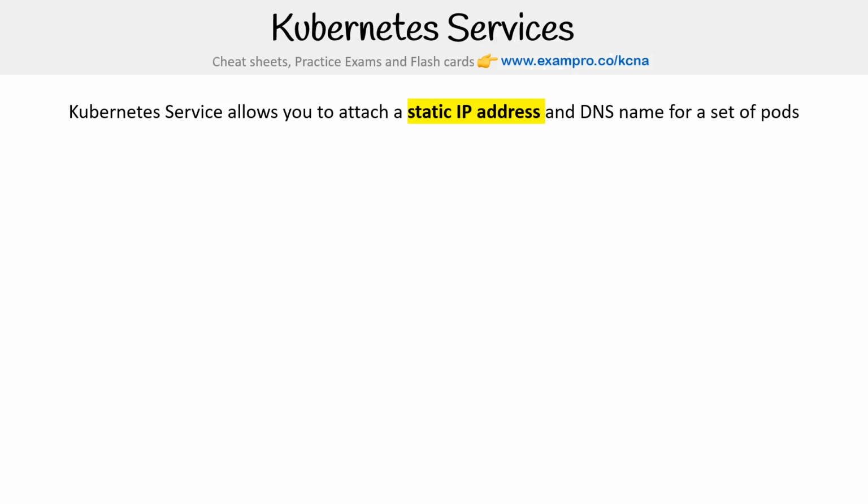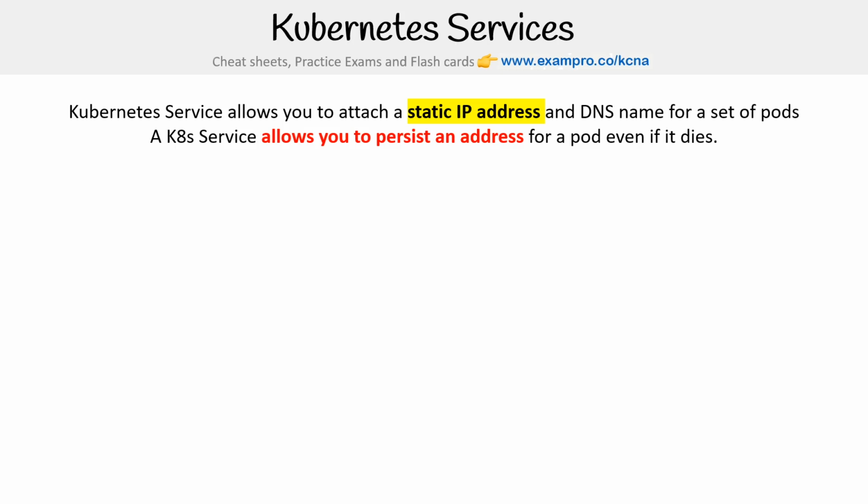Kubernetes Services allow you to attach a static IP address and a DNS name for a set of pods. A Kubernetes service allows you to persist an address for a pod even if it dies. And the service also acts as a load balancer.